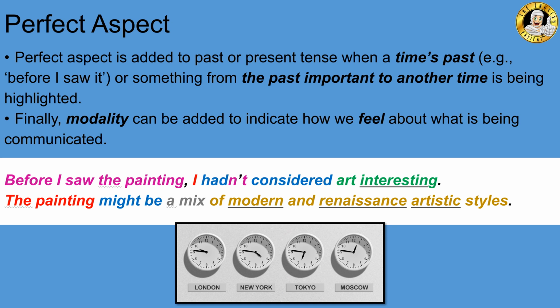So for example here, before I saw the painting, so before I saw the painting is all adverbial, telling you the time. I hadn't considered art interesting. So you can see the relationship between two times here. So the first time is when you saw the painting, and then before that time is you had not considered art interesting. So the perfect aspect is formed by adding the have verb with a past participle.